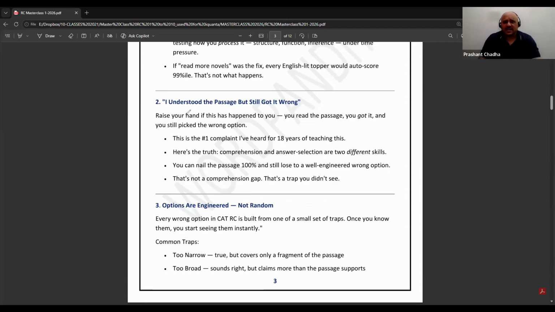Second thing is, how many of you suffer from this, where you understand the passage, but you still get the questions wrong? You think you've understood the passage fine. If you look at it from the perspective of any particular student, there are two parts to it. One is that you did not understand the passage at all. So there the passage itself is a googly, it has completely destroyed you, right?